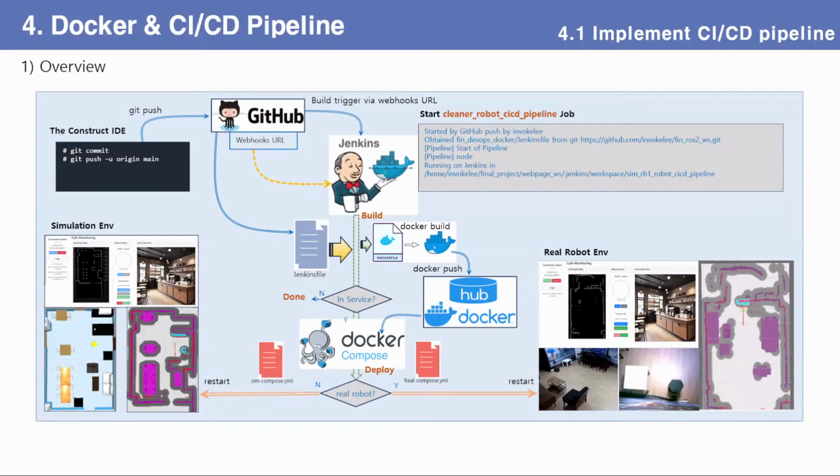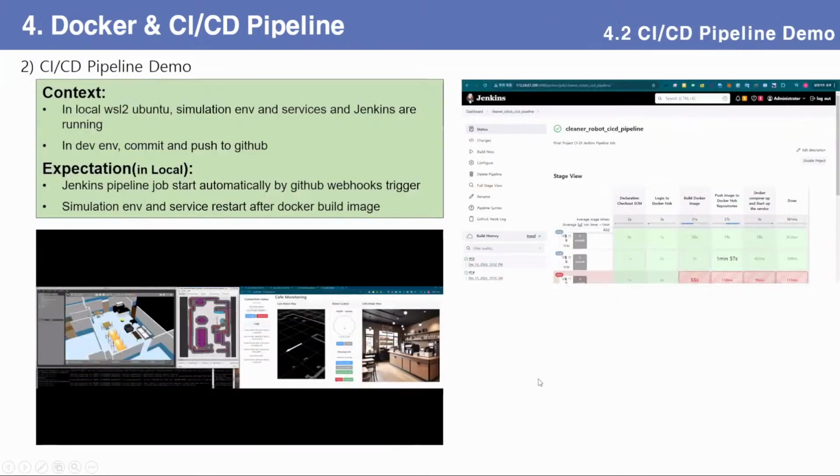Yeah, this is important: implementing our CI/CD pipeline. It is one of my main focuses to implement the CI/CD. So when the Construct IDE does a git push to GitHub, we send the event to Jenkins, then build the image and then start up the service if the service is running. So I will show you a demo, the last one.